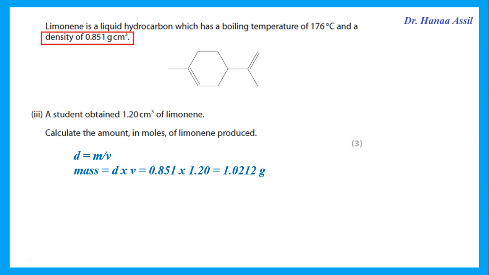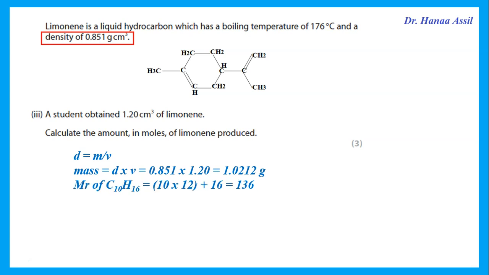Now, in order to get number of moles, I need mass over molecular mass. How do I get molecular mass? I look at this compound. What is its formula? You will find that its formula, if you count all the carbons and hydrogens, is C10H16. So you can get the MR of that. This comes out to be 136. So now I have the mass and the molecular mass. I can get the number of moles. Mass over molecular mass gives me the number of moles.